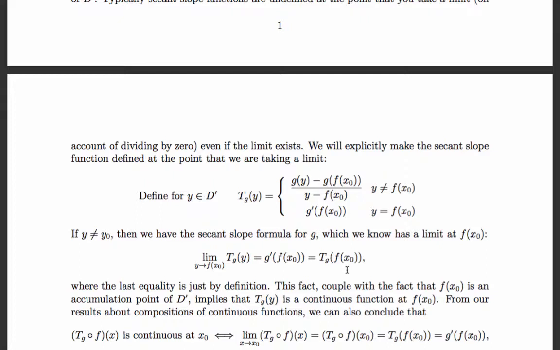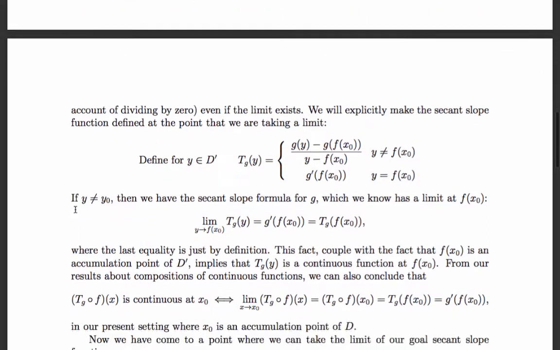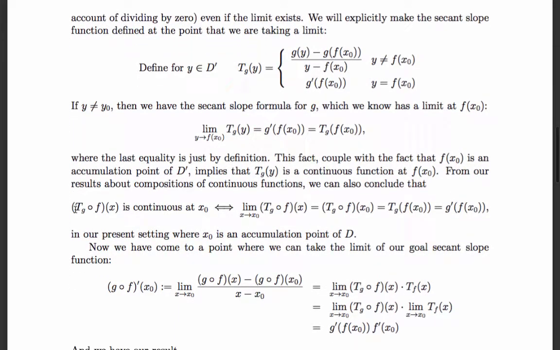So from our results about compositions of continuous functions, we can also conclude that the composition of tg and f of x, remember tg is the secant slope function of g, composed with f, means we're going to take the secant slope function of g and evaluate at f of x. We know that it's continuous at x naught, because f is continuous at x naught by the fact that it's differentiable, and tg is continuous because we essentially added the value to the point where the limit exists.